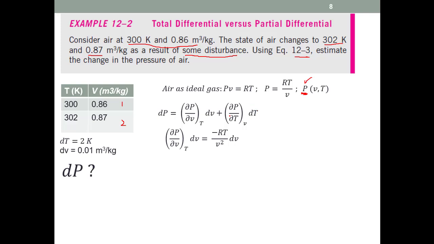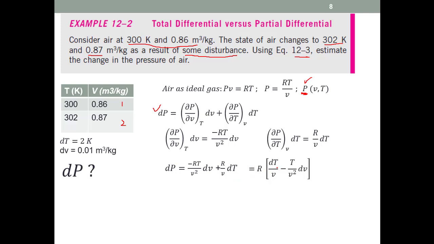How do we evaluate the second term? For the second term we take the derivative of the pressure with respect to temperature, keeping specific volume constant. R and V are constant, so with respect to temperature we get R by V, and delta T stays as it is. If we put these two values in this equation, we get delta P equal to minus RT by V square into delta V plus R by V into delta T. Now if we simplify, R is constant, and inside we have delta T by V minus T by V square into delta V.